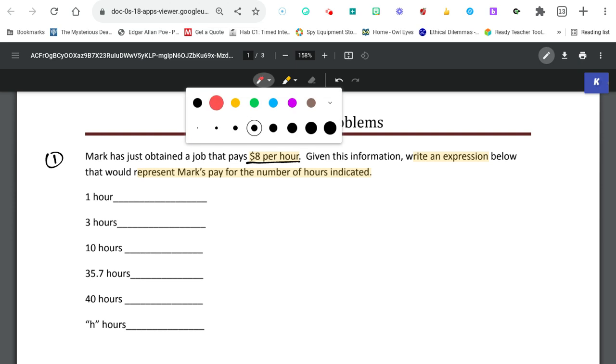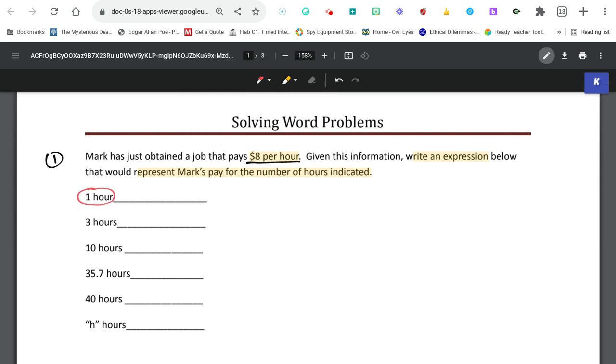So just common sense. We know he's getting paid $8 an hour. So you're going to pretend like you're Mark. If you work for 1 hour, of course, you get $8. Well, you got that from $8, your pay, times the number of hours. So you got that from 8 times 1. For 3 hours, Mark will be paid $24, but that's not what I want. I want the numerical expression that's going to give you the 24.